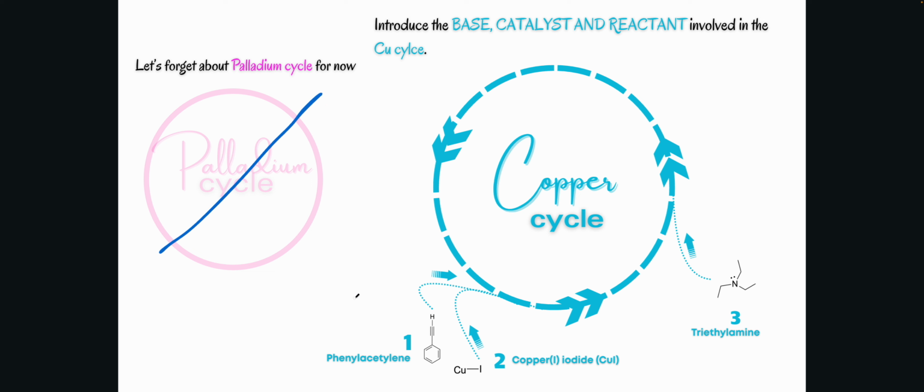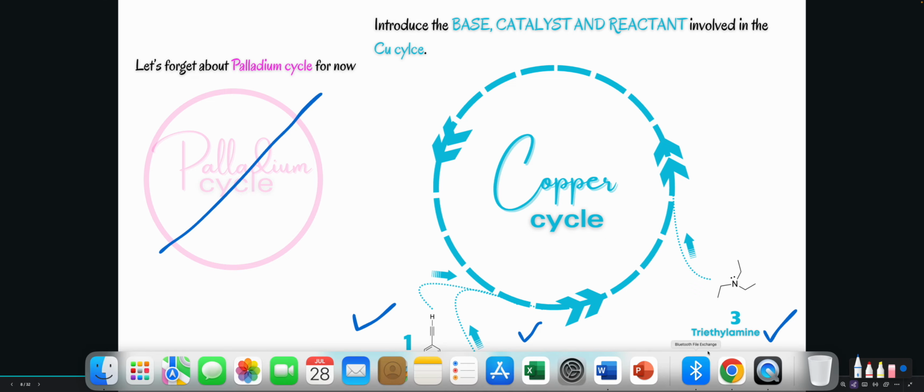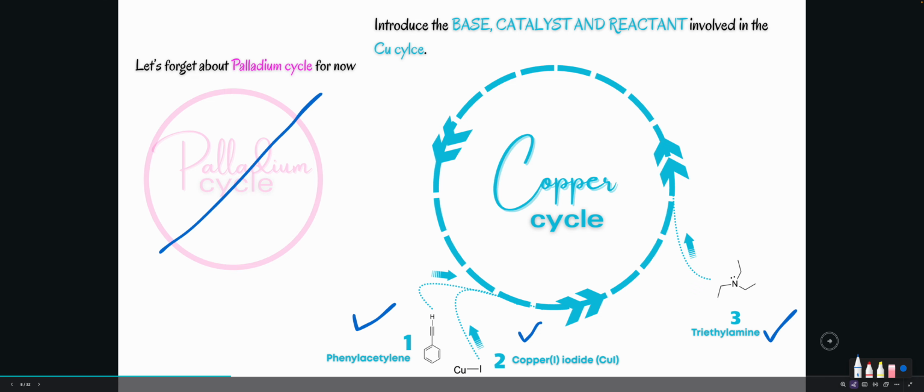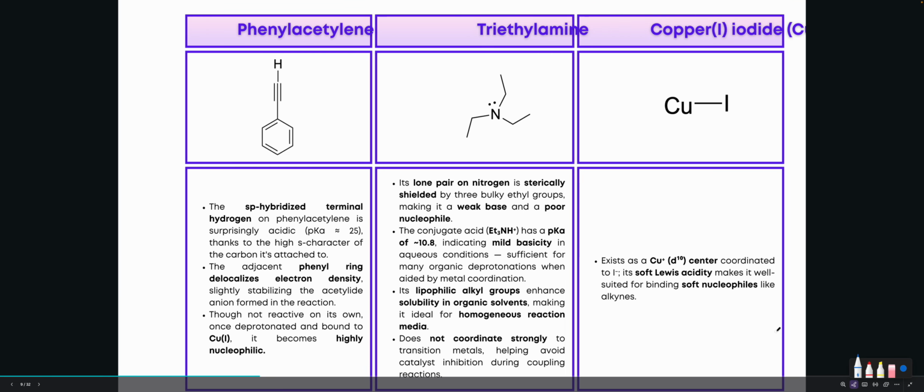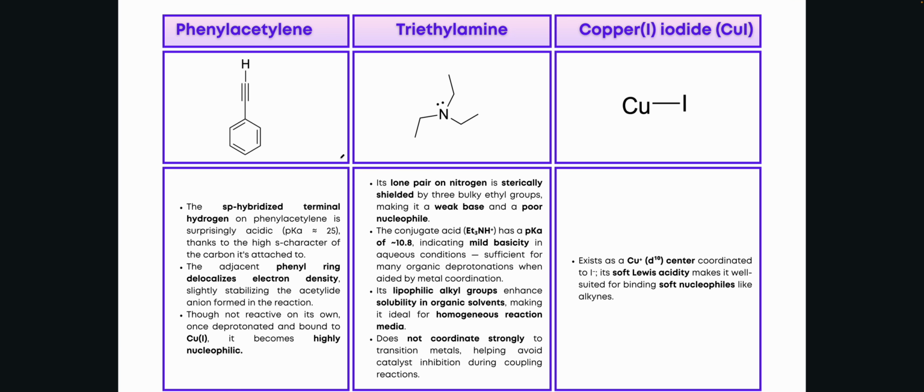There are only three key role players in the copper cycle. We've got one reactant, we've got one catalyst, and we've got one base. And we can discuss the properties on the next slide. Basically, you can read through all of this if you wanted. You can add this to your lab report in the end. But I'm going to just discuss what I think is more relevant for our mechanism.